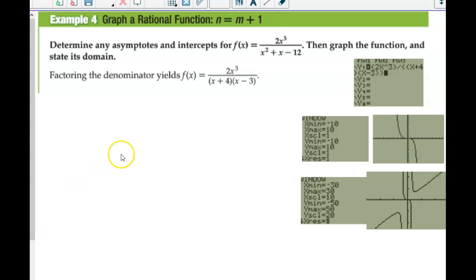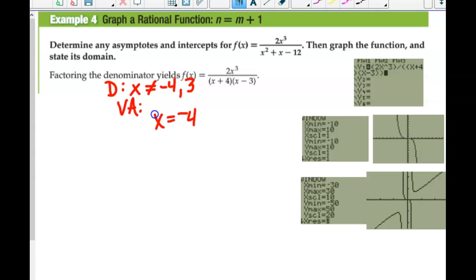This is an example that you don't have. Don't have that one? Okay, it has 2x cubed over x squared plus x minus 12. The denominator factors: x plus 4, x minus 3. So there are vertical asymptotes where, guys? Yeah, domain restriction is x cannot equal negative 4 or 3. The vertical asymptotes are at x equals negative 4 and x equals 3. So there are 3 parts to this graph because there are 2 vertical asymptotes.